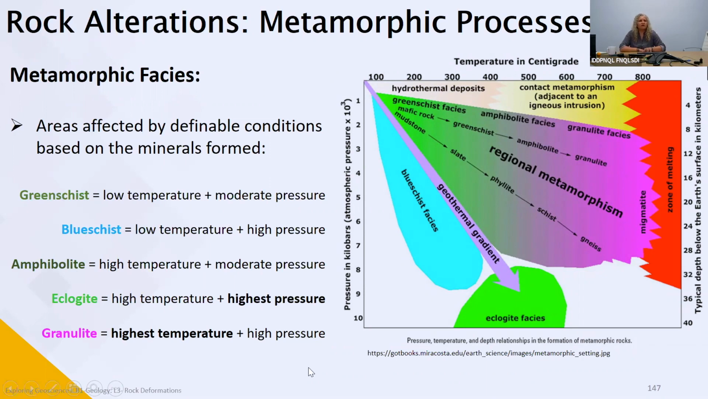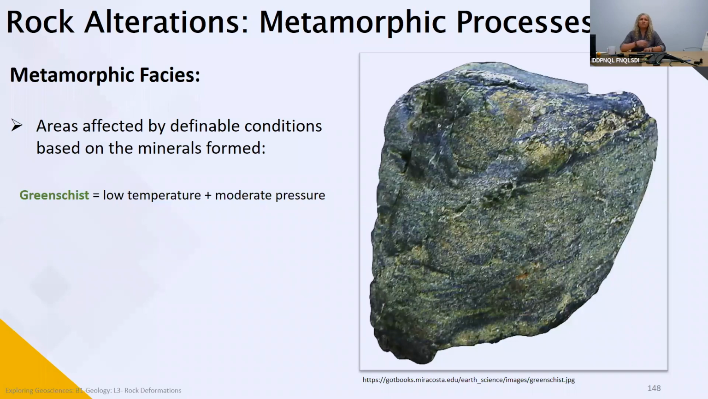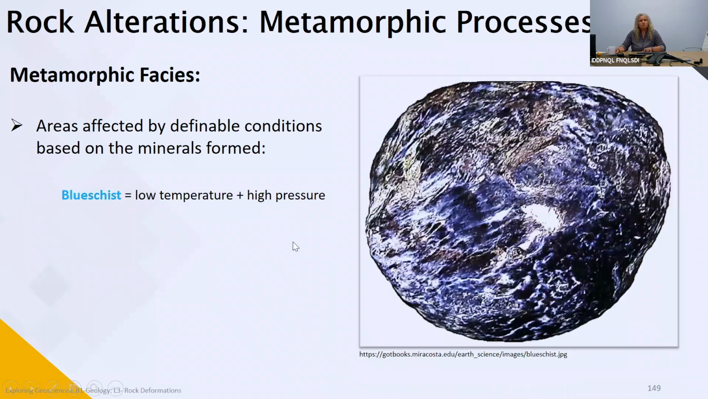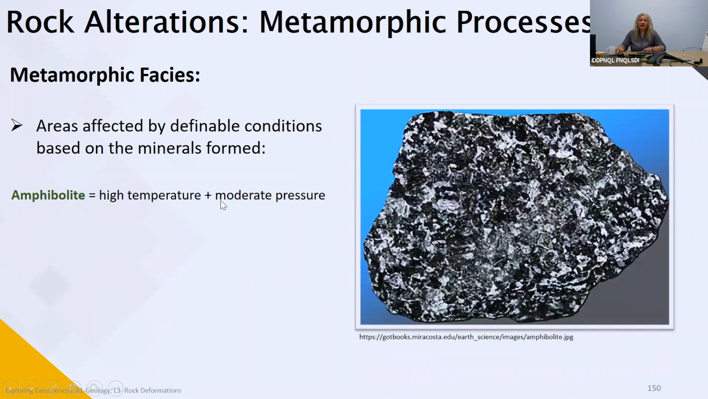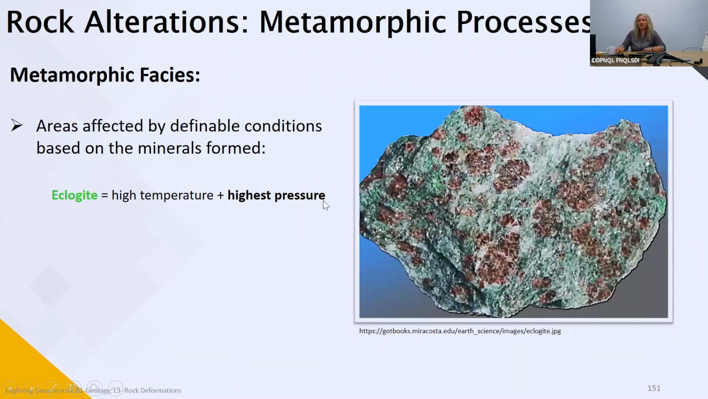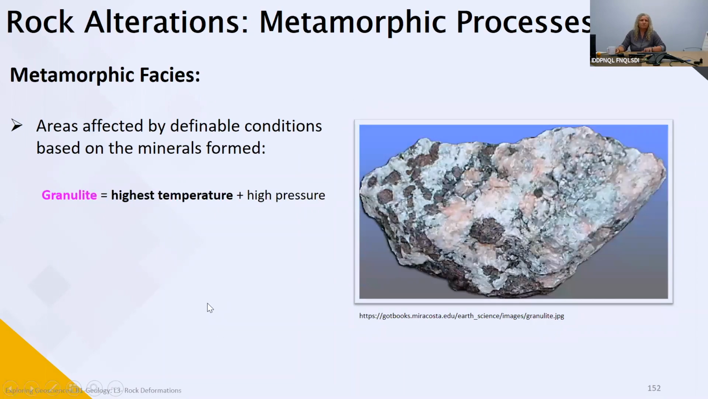So if we take one by one an example of rock, the greenschist is the one that is between low temperature and moderate pressure. Greenschist facies is one of the most seen in the field in the Abitibi area and the James Bay area. We have the blueschist. Blueschist is lower temperature but higher pressure, versus if we go back, greenschist is low temperature but moderate pressure, and that's the big difference between the two. The amphibolite is high temperature and moderate pressure. The eclogite is high temperature and highest pressure, so they're both very high. And the granulite is the highest temperature and high pressure.